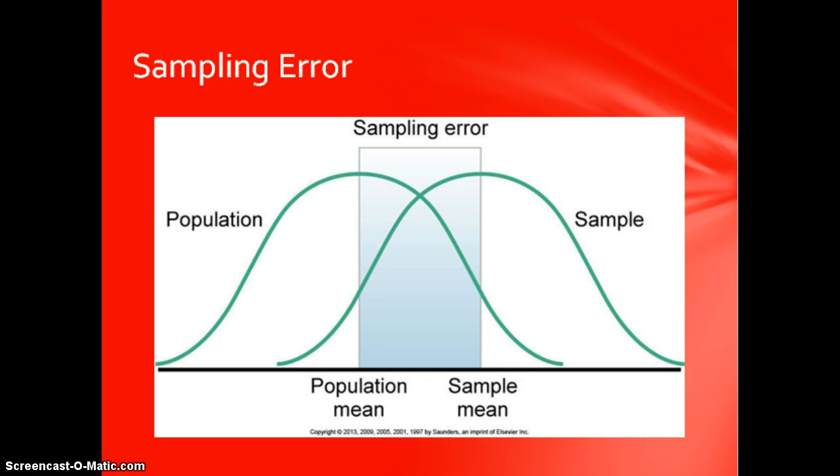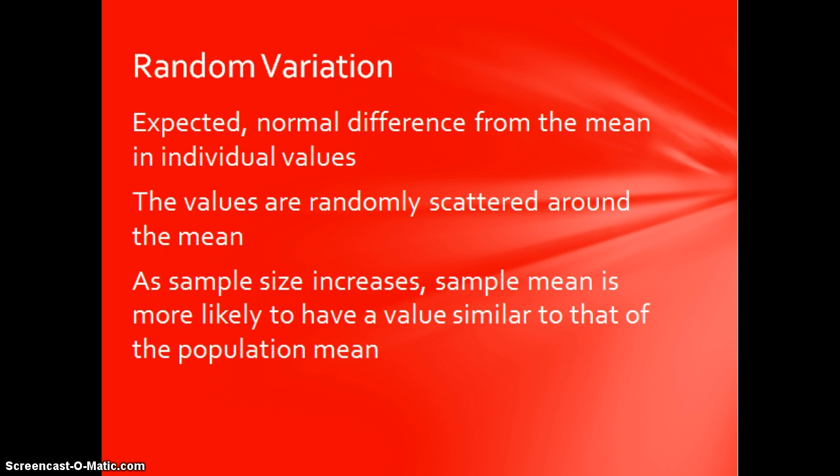This slide is a graph and demonstrates a sampling error between the population and the sample from the population. Random variation is the expected difference in values that occur when one examines different subjects from the same sample. If the mean is used to describe the sample, the values of individuals in that sample will not all be exactly the same as the sample mean.